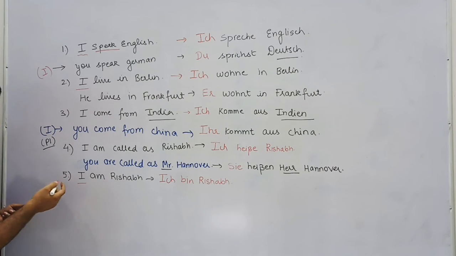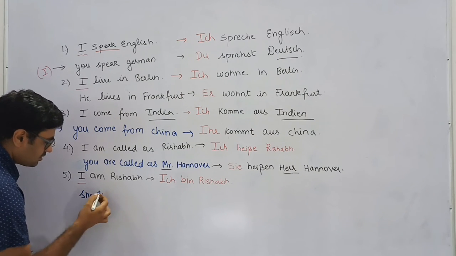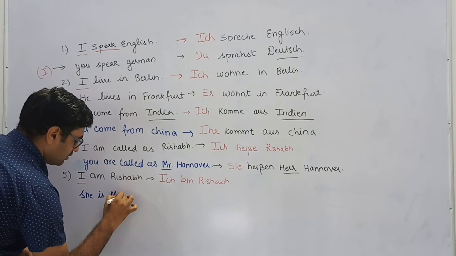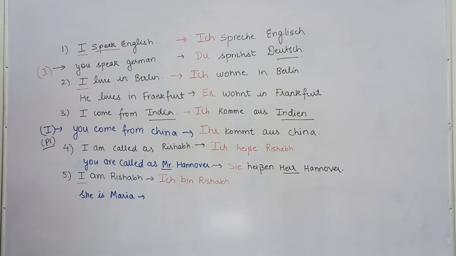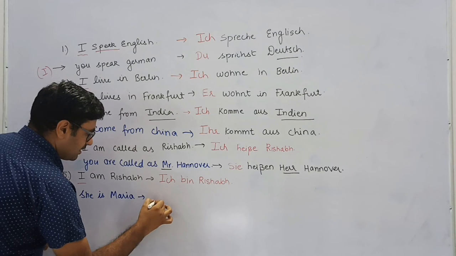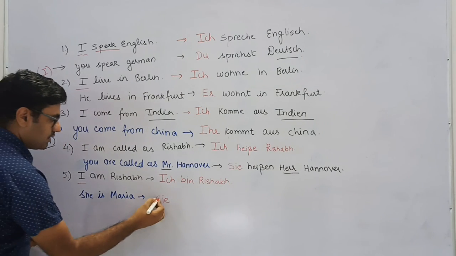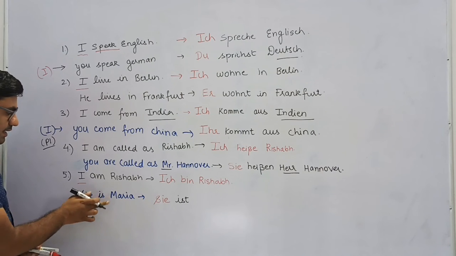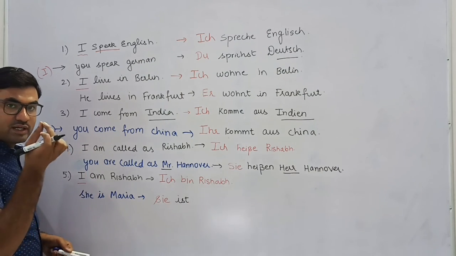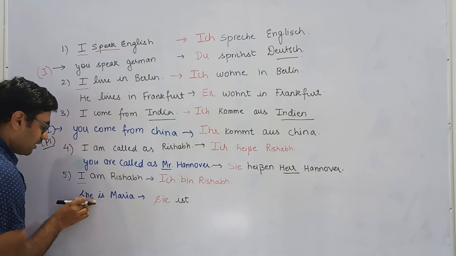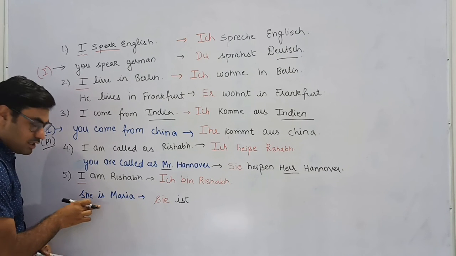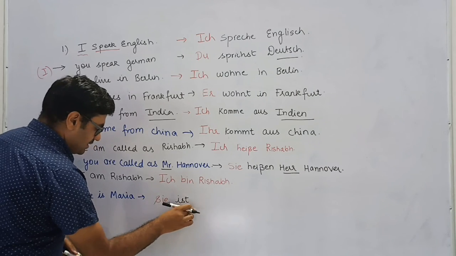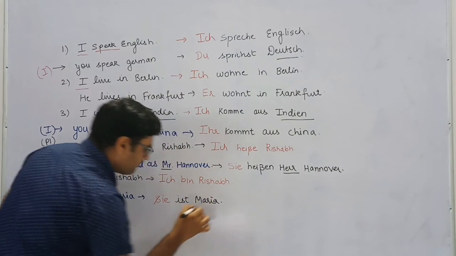Or for this, I am Rishabh, according to this sentence. Okay, let's make one more sentence. She is Maria. For she is Maria, I'll say sie ist. For is, the word is sein, to be, and with respect to third person singular, the conjugation is ist. Sie ist Maria. Sie ist Maria.